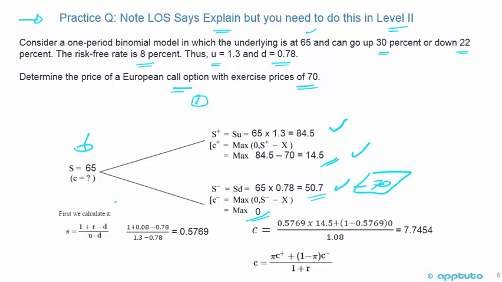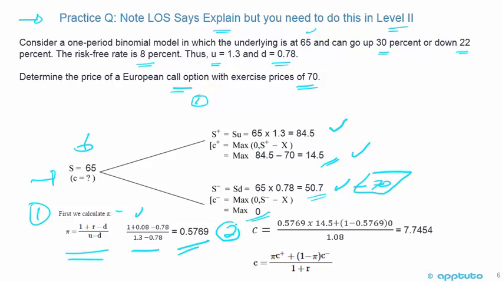So the next thing that we're going to do to value the call option here at time 0 is recall the first thing that we're going to do is calculate the risk neutral probability. And here's the formula for the risk neutral probability. You don't need to memorize it for level 1, but you do for level 2. The numerator is 1 plus the risk-free rate, so 1 plus 0.08, because we've got the risk-free rate here, 8%, minus the down factor, 0.78. That's in the numerator. And the denominator is just the up minus the down, 1.3 minus 0.78. So we calculate the risk neutral probability to be 0.5769, okay?